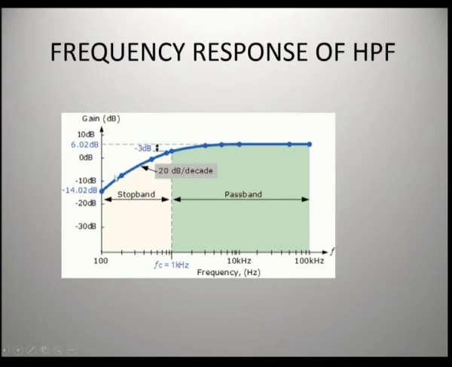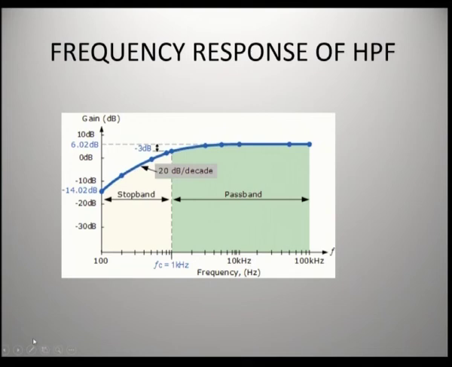And this roll off rate, that is the gain, slowly increases at the rate of plus 20 dB per decade for the first order high pass filter. And if it is a second order filter, you will have 2 RC networks in the input path, and this roll off rate will be increased by another 20 dB per decade.